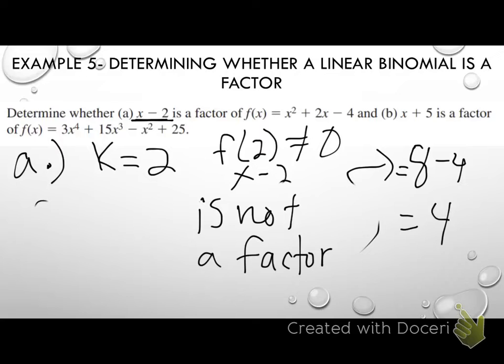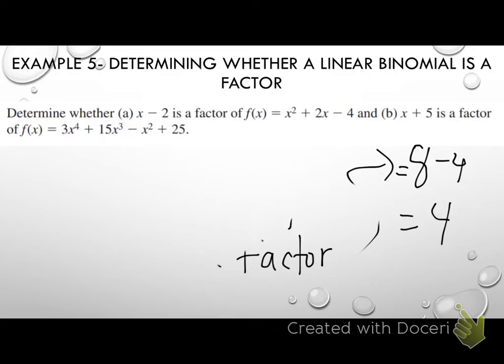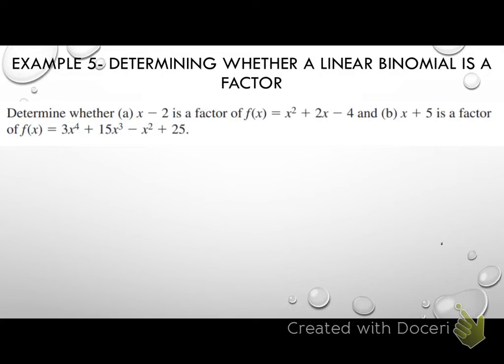Can I erase and move to B? Letter B. x plus 5 is a factor of f of x equals 3x to the 4th plus 15x cubed minus x squared plus 25. What's my k value? Negative 5.